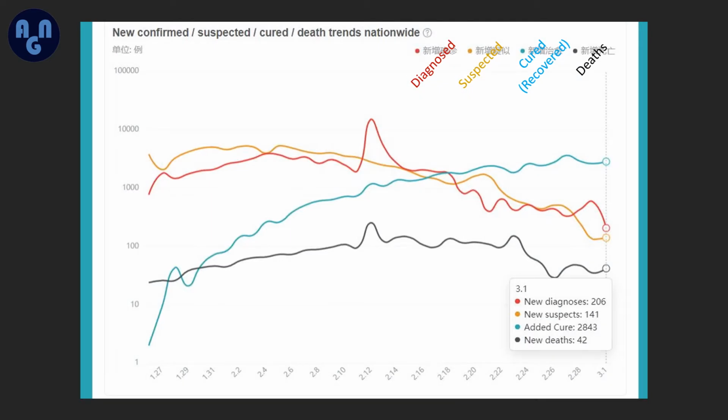This first graph shows that a lot of these numbers are up and down every day, if you noticed. Up and down and up and down, except for suspected cases is kind of on a downward trend. The number of deaths, 42 new deaths today, that's the black line. And cured, which is, like I said, not really cured, it's recovered. That's on an upward trend, but it's kind of up and down every day. And new diagnosed cases is down today, down actually the last couple of days, with 206 new cases.